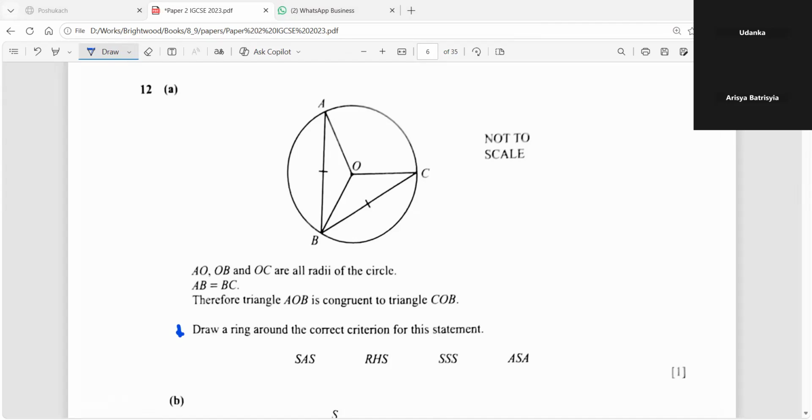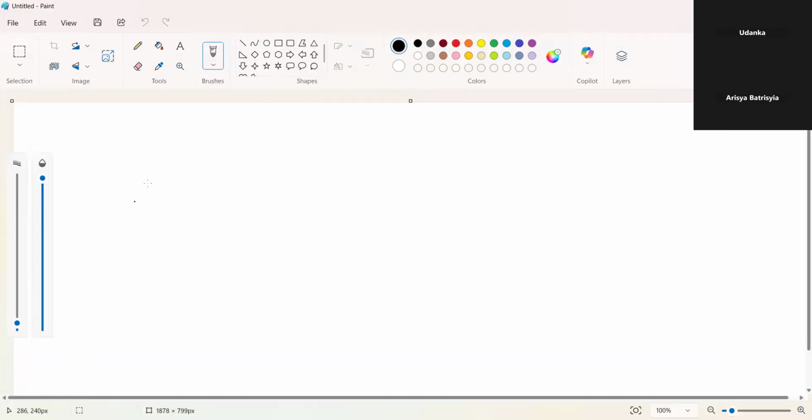Congruency means if you consider your left hand and your right hand, we can keep both of them one on another, no? Same size, same area, like that. So congruency means all the things are the same as each other. There are four types.